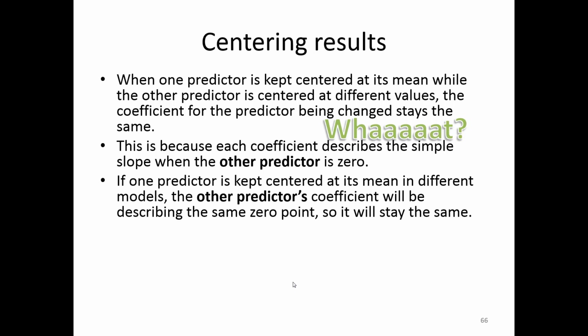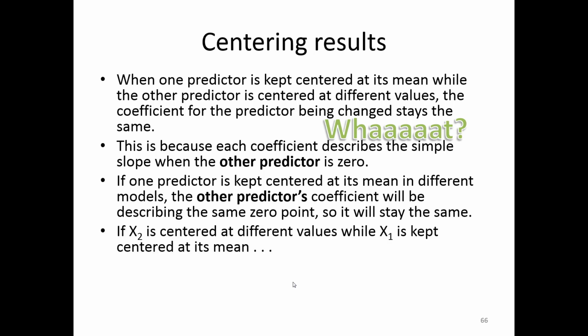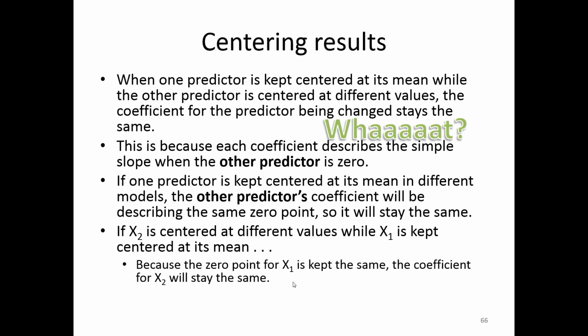So if one predictor is kept centered at its mean in different models, the other predictor's coefficient will be describing the same 0 point, so it's going to stay the same. Okay, so if x2 is centered at different values while x1 is kept centered at its mean, because the 0 point for x1 is kept the same, the coefficient for x2 will stay the same. So that coefficient for x2 is describing something about the relationship between that coefficient and the dependent variable at a specific value of the other predictor when it equals 0.